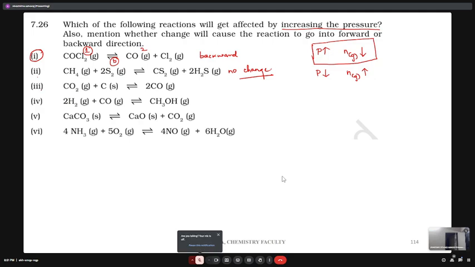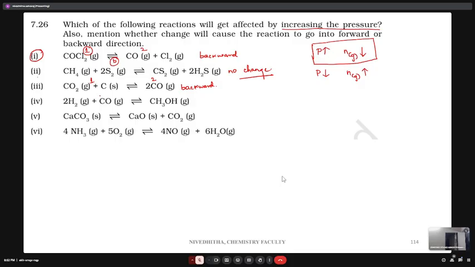In third reaction, in reactant side we have only 1 mole of gaseous species, and in product side we have 2 moles. So in which direction reaction will move? Backward, ma'am. Very good, backward. Okay. Fourth question. Forward, ma'am. Very good. Forward.